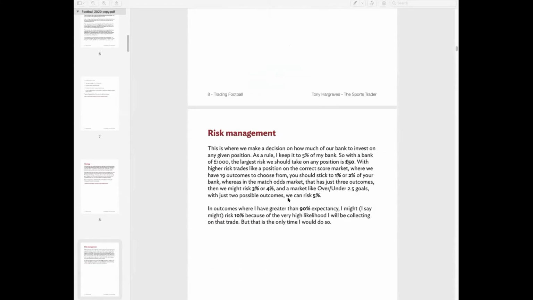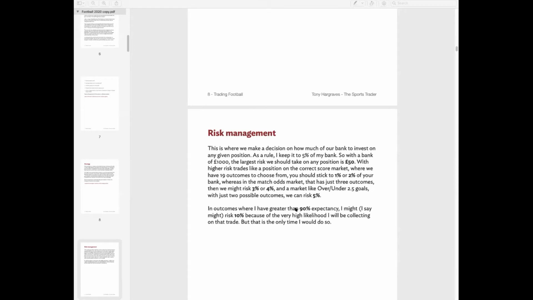Risk management, we don't need to spend a lot of time on. We've already covered that on day one, where we're looking at 5% of our bank for maximum trade. So if you've got £1,000 bank, the largest you'd be looking at would be taking a £50 liability. So with higher risk trades, like taking a position on the correct score where you've got 19 outcomes, you may choose to stick to 1 or 2%, or you can look at something like 3 or 4%.